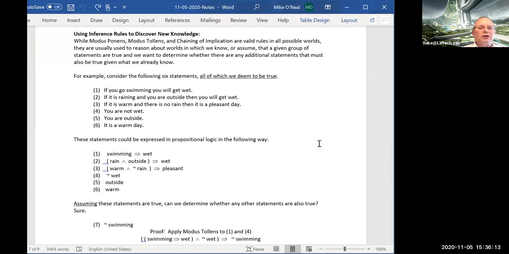You are not wet, so that's not symbol wet. You are outside, so that's outside. And it's a warm day, so I said warm. So now we've translated the English into propositional logic using meaningful variable names.